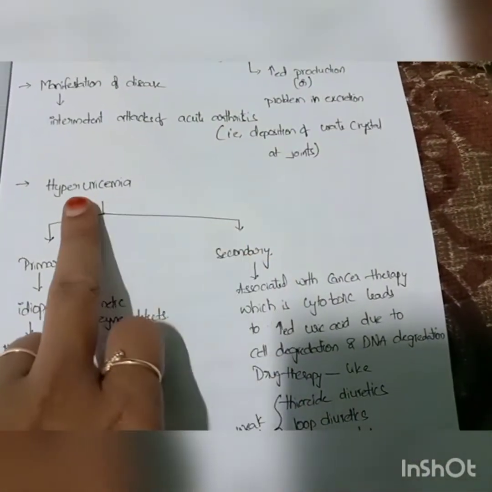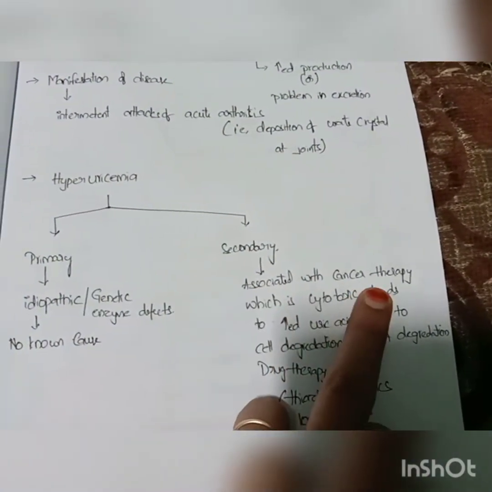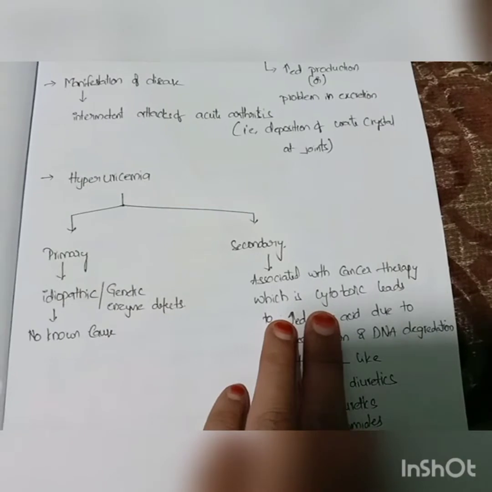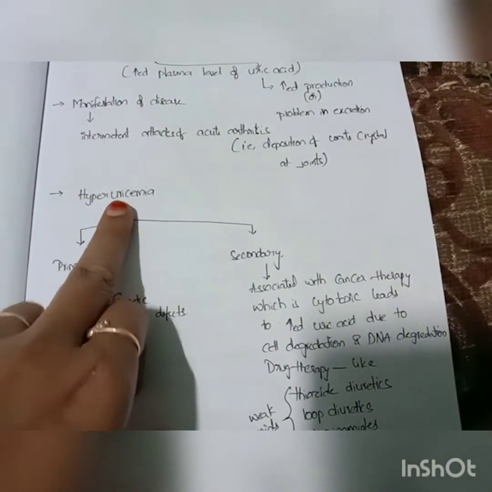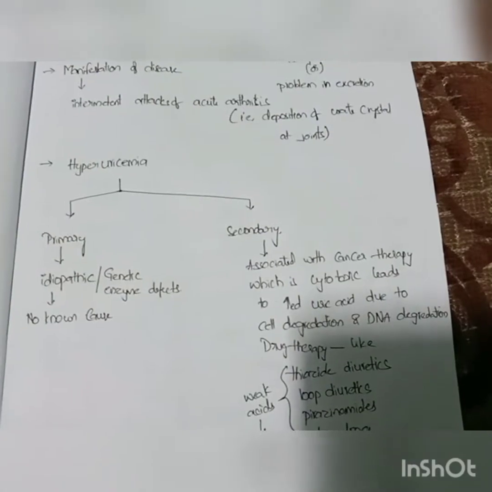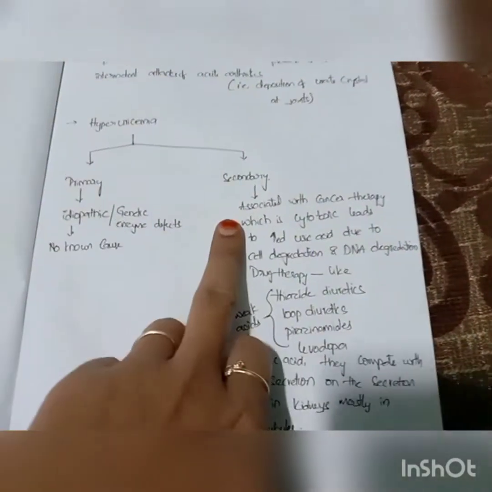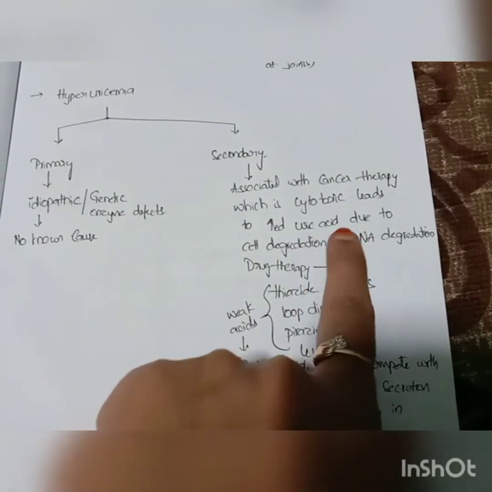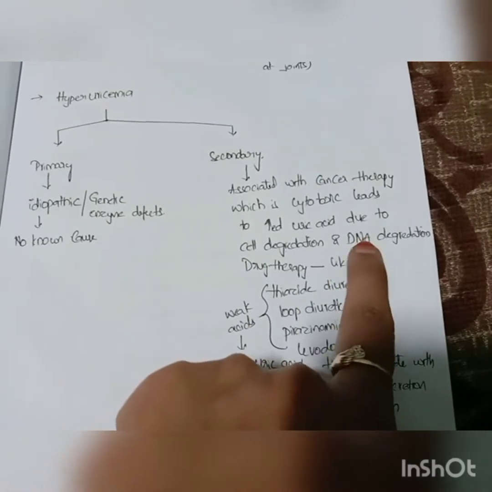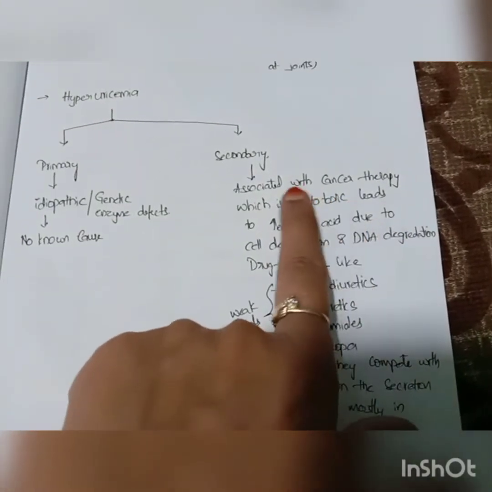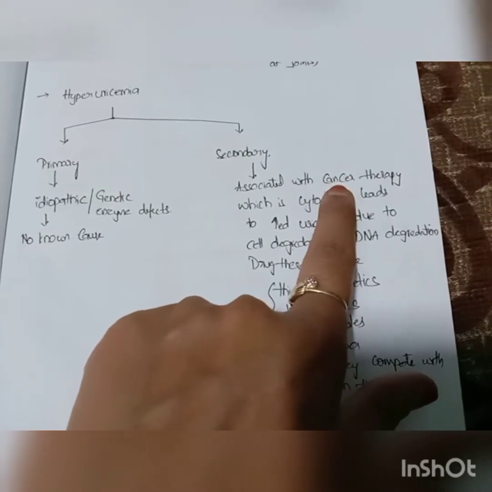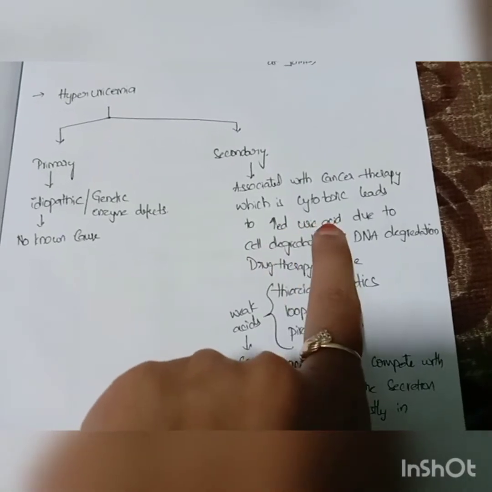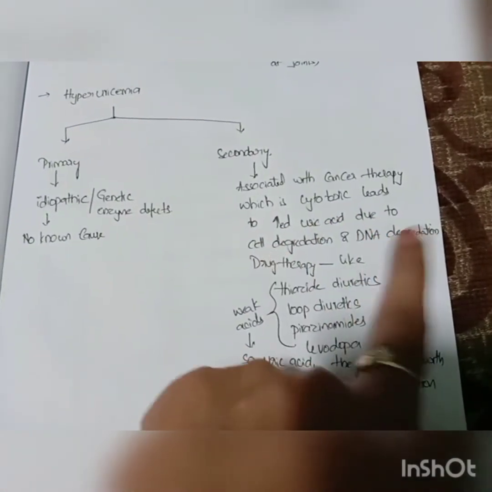The second one is secondary hyperuricemia. It is associated with cancer therapy, meaning we are taking some drugs that may lead to hyperuricemia. It is associated with cytotoxic cancer drugs, which lead to increased uric acid due to cell degradation and DNA degradation.